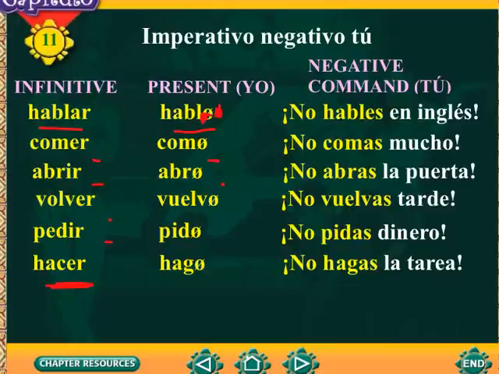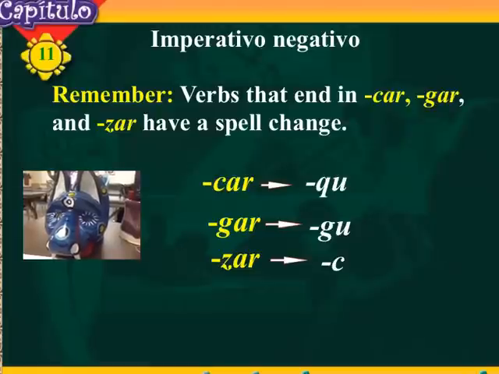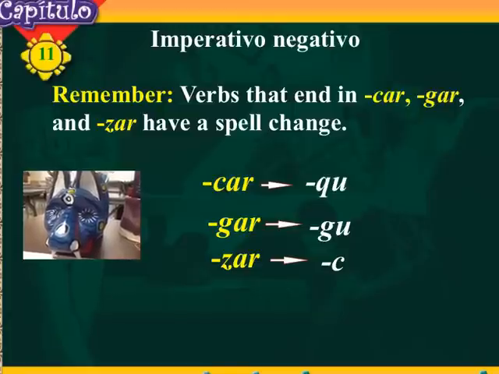And then don't forget the go-go verbs. There are many go-go verbs, at least 8. So we have hacer, hago, drop the o, and because it's an ER verb, you're going to add the -as. So it's no hagas. Now for this group, also you're going to need to remember the -car, -gar and -zar verbs. Do you remember the -car, -gar and -zar verbs and how they spell changed in the preterite, the yo form only? Well, this time they're going to spell change again, but this is the negative tú command. So we have c going to qu, g going to gu, and z going to c.